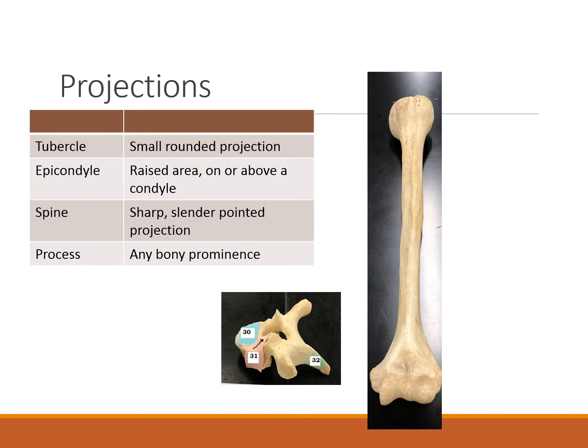Tubercles are small rounded prominences where connective tissues attach. Examples would include the greater and the lesser tubercles of the humerus, which are depicted here.